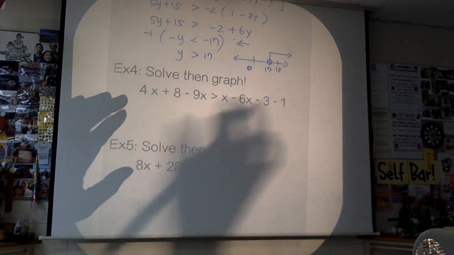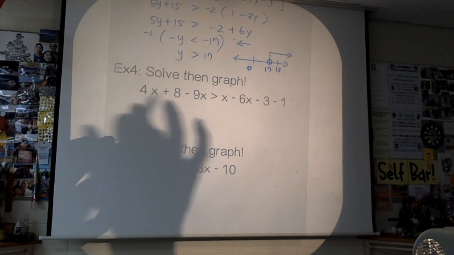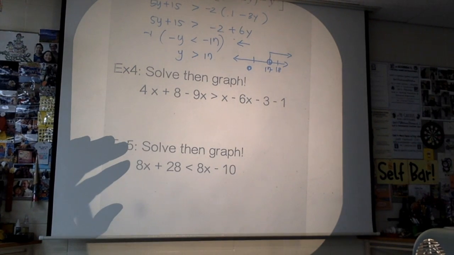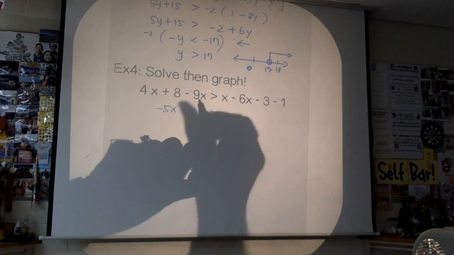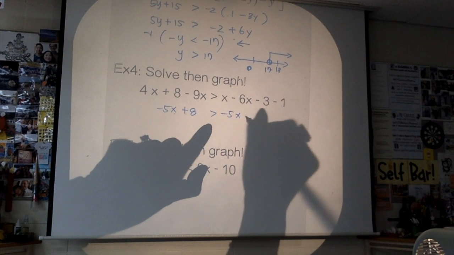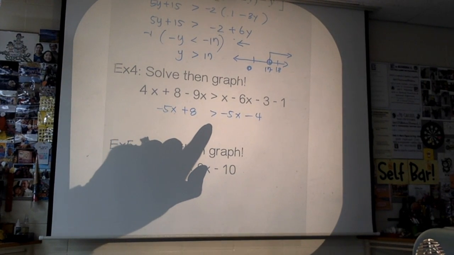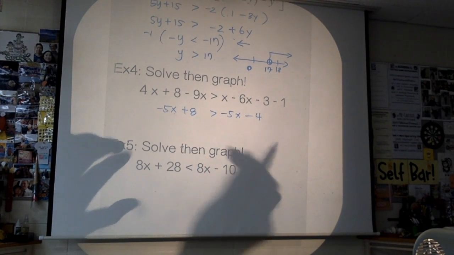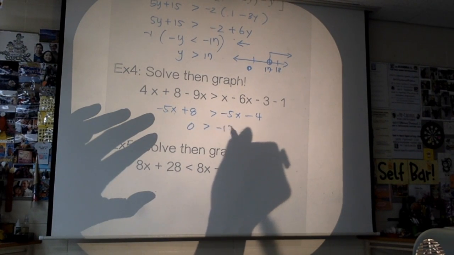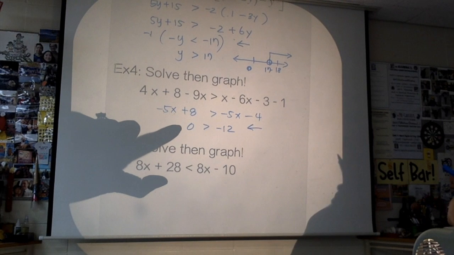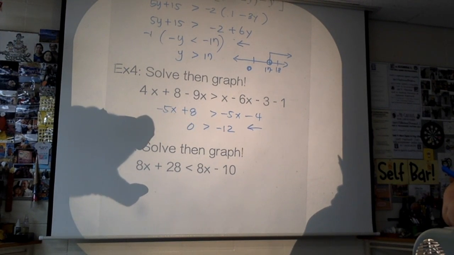Here's the next one. Solve, then graph. Let's simplify the left and right side first. So why don't you guys do that right now? Stop the video. All right, now that you had a chance to think about it, I'm just simplifying everything here by combining like terms. Here's what I have so far. And okay, so I adjust everything. I get 0 is greater than -2. Now think about this. Is 0 greater than -2?